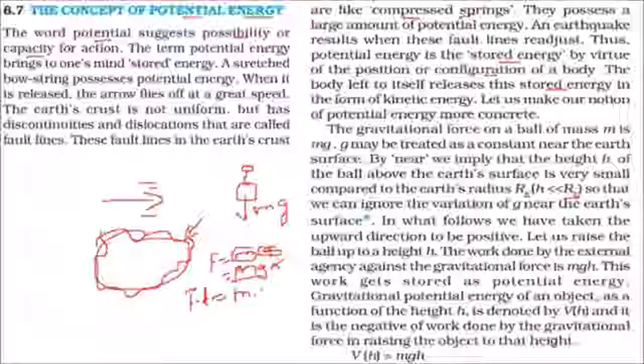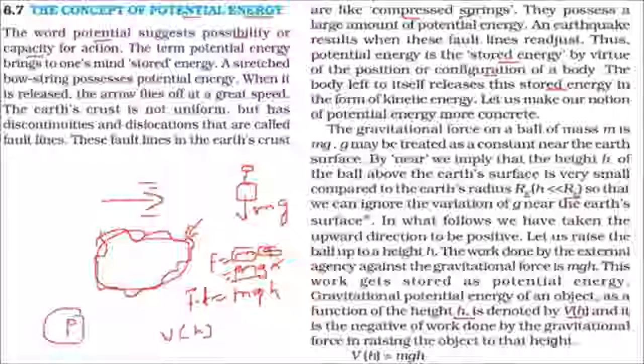So mg into h. This is how we represent the gravitational potential energy of an object as a function of height, which is denoted by V(h). So we'll represent potential energy by V(h). In various books, it is represented by P, because power is also represented by P. So in this case, we'll represent V(h) as the potential energy, and due to gravitational force, it becomes mgh.